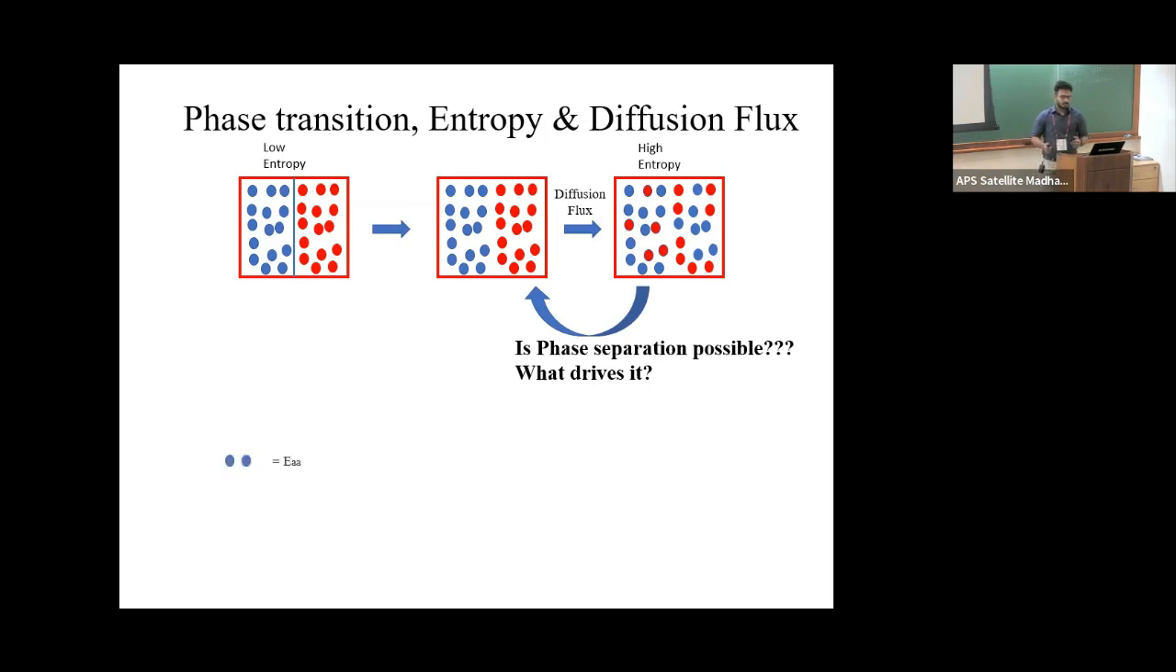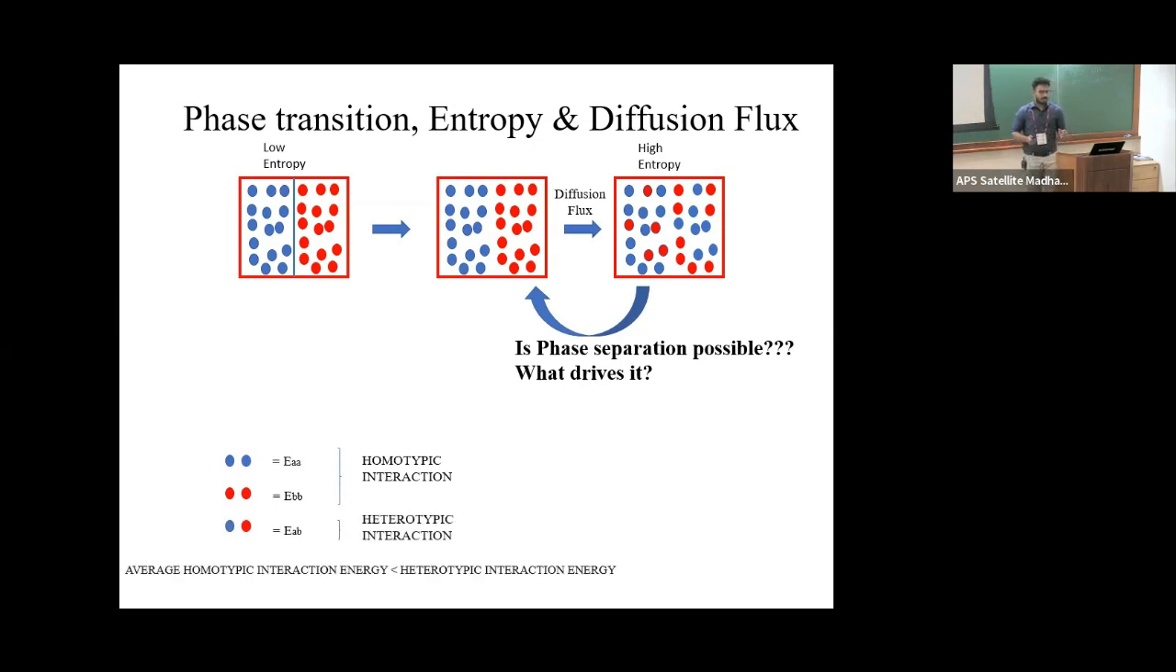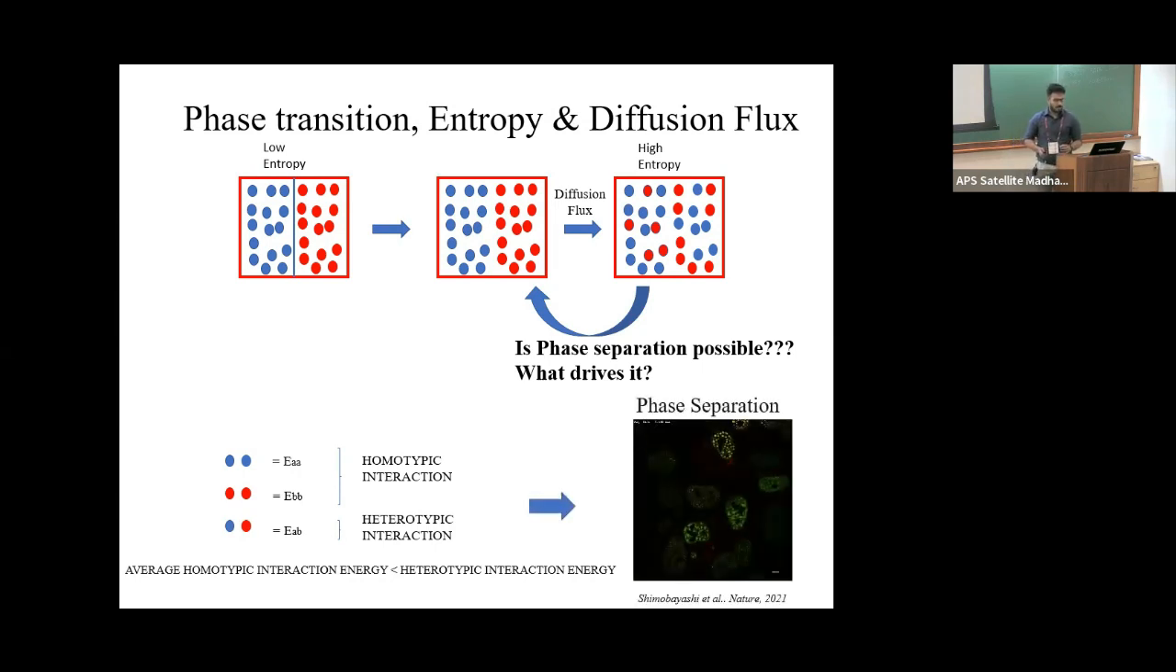Let's consider the intermolecular interactions. If the molecules are similar, they have a homotypic interaction. If the molecules are different, we can consider it a heterotypic interaction. Only when the average homotypic interaction energy is lesser than the heterotypic interaction energy do we have phase separation happening inside live cell systems.